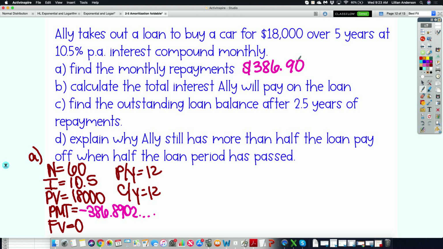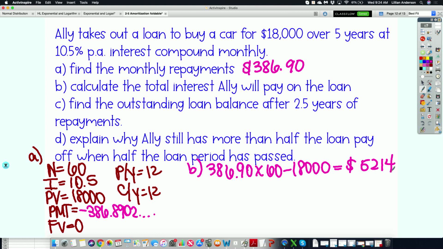Now, when you calculate the total interest Allie will pay on the loan, the total interest is found by doing what? Taking the monthly payments and multiplying it by 60. And once you get that answer, you subtract 18,000. So it's the total repayments minus the initial amount borrowed. And so how much in interest did she pay on this car? $5,214. Yeah. Okay.